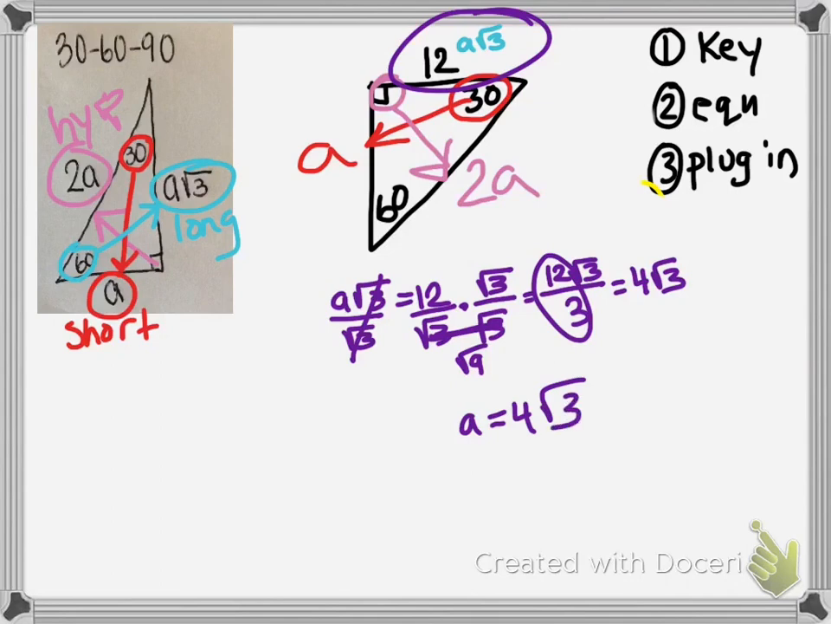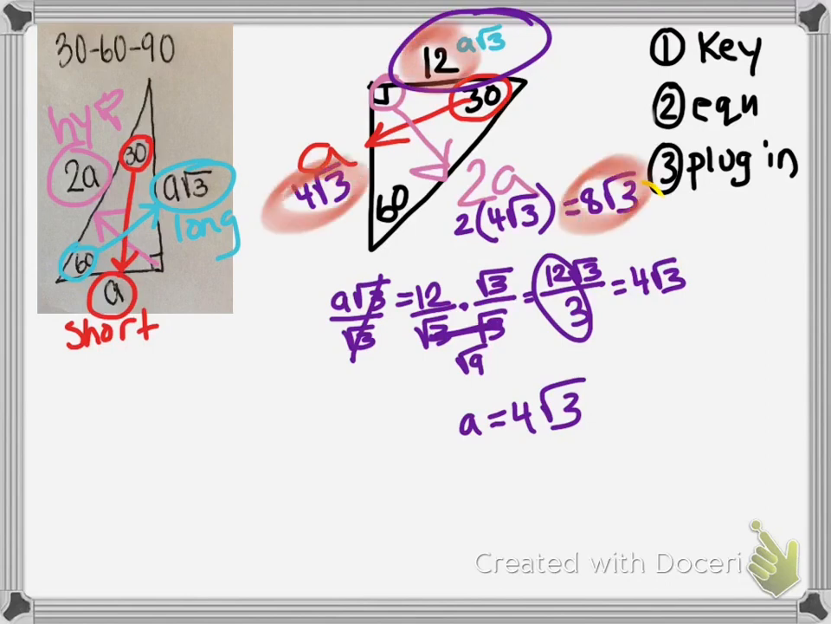Let's take that up to our triangle. Here's a, 4 root 3. That side is 4 root 3. This is 2 times a, which is 4 root 3. So I multiply there. Outside numbers can multiply together. 2 times 4, we get 8 root 3. So the sides of this triangle are 12, which we knew, 4 root 3, and 8 root 3.